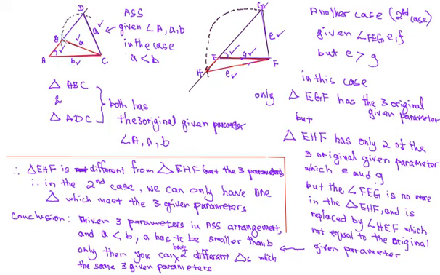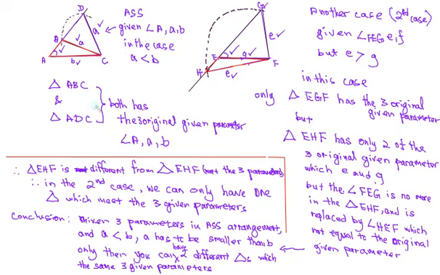Then in triangle ADC, you have the given angle, you have the given length A, you also have the given length B. So angle ABC and angle ADC have the same given parameters. So in this case, there exist two possible triangles which have the same three given parameters. In other words, there will be ambiguity. So when A is smaller than B, there are two possibilities of constructing the triangle. That means there is ambiguity in it.